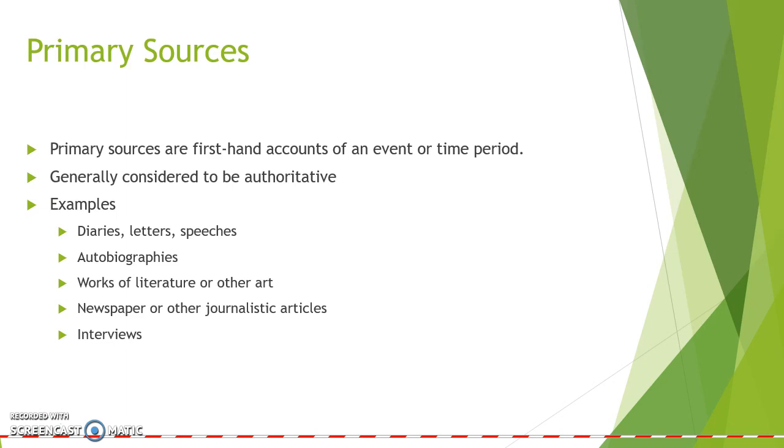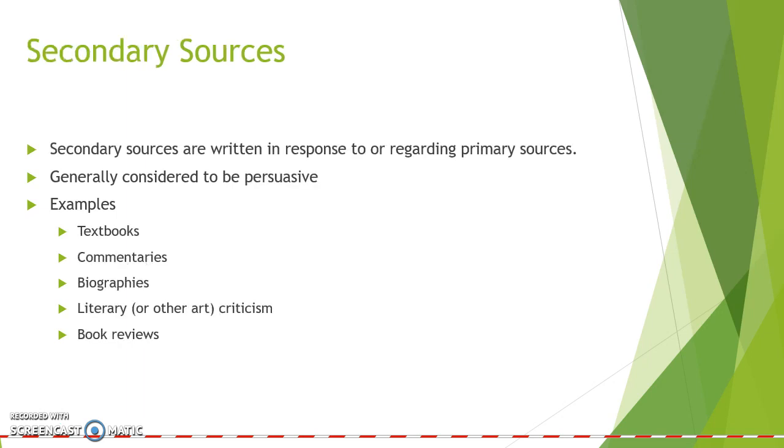So primary sources are anything that was written, it can be written in response to an event, but it was written by a person there at the time. They're not responding to any other writing, they're writing their own work. So first-hand accounts, and this is easier to understand once we look at a few actual examples, which we will do shortly. Secondary sources are sources written in response to or regarding primary sources.